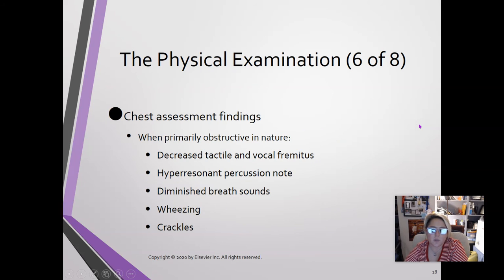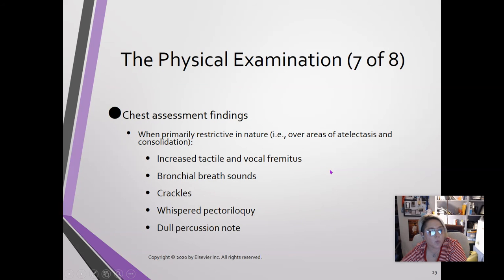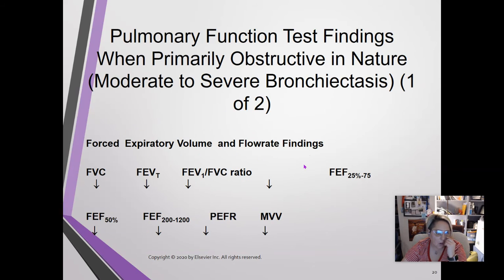So our chest assessment is going to be a decrease when we're obstructive: tactile and vocal fremitus, hyper-resonant percussion note, diminished breath sounds, wheezing, and crackles. When restrictive in nature, over areas of atelectasis and consolidation, we're going to have increased tactile and vocal fremitus, bronchial breath sounds, crackles, whispered pectoriloquy, and dull percussion note.